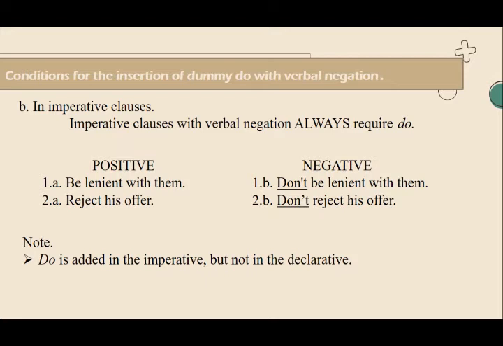Okay, the next is imperative clauses. Imperative clauses with verbal negation always require do. So let's see the examples below. For the positive examples: be lenient with them and reject his offer. While the negative examples: don't be lenient with them and don't reject his offer. So do is added in the imperative but not in the declarative one.